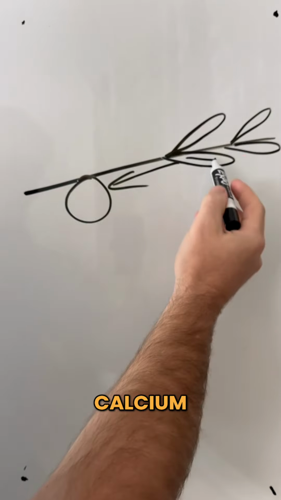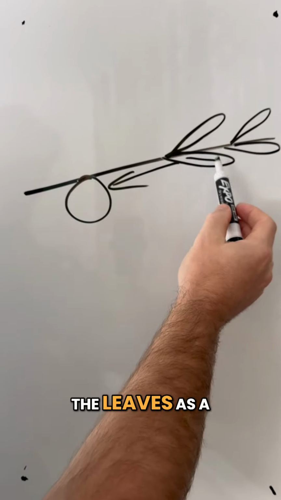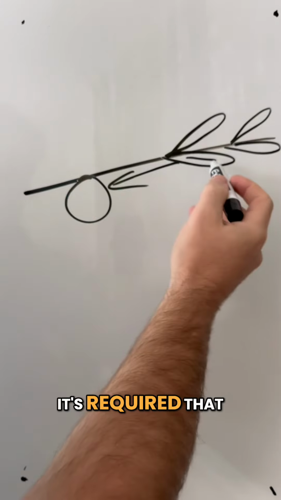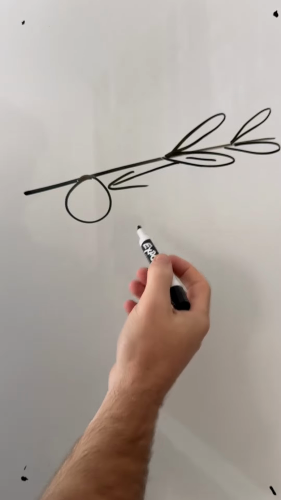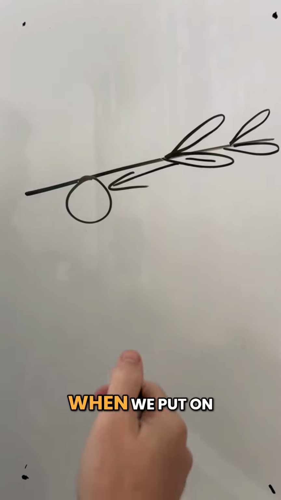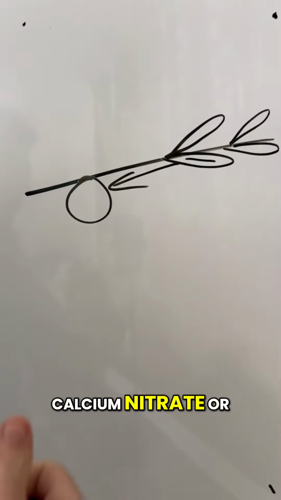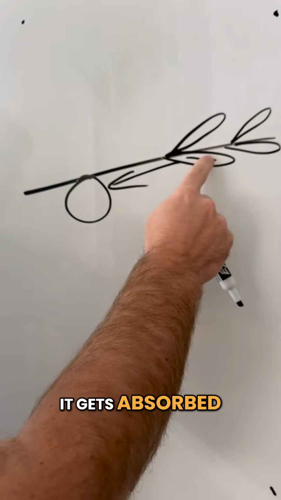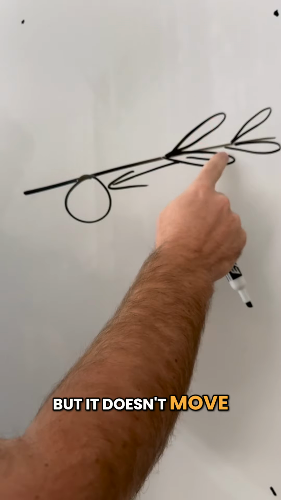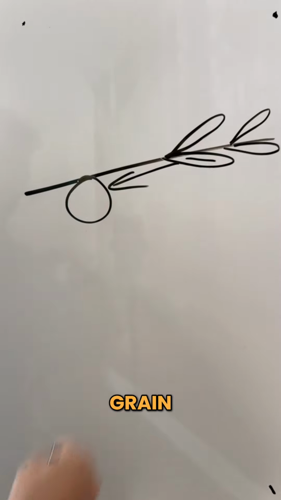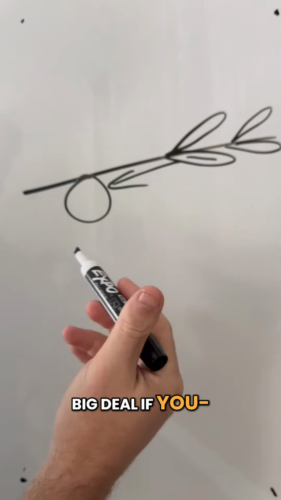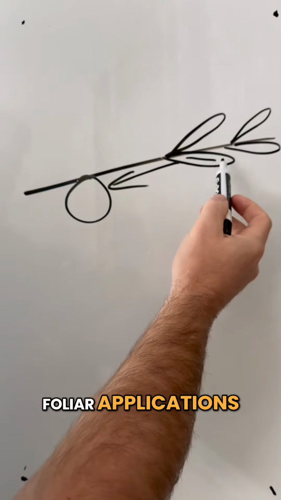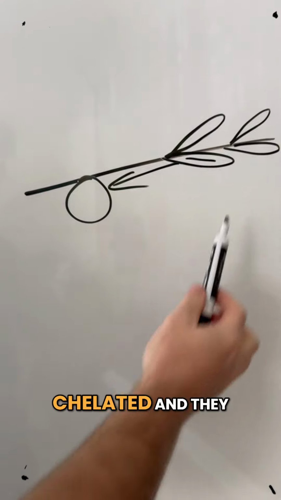So in order for calcium to be mobile and to move out of the leaves as a foliar application into the seeds or the grain or the fruit, it's required that that calcium be in a chelated or complex form. So this is why when we put on foliar applications of, let's say, calcium nitrate or calcium chloride, or anything where the calcium remains in its ionic form, it gets absorbed into the leaf quite effectively, but it doesn't move from the leaf into the fruit or the grain, which is a really big deal if your objective is to improve fruit quality.